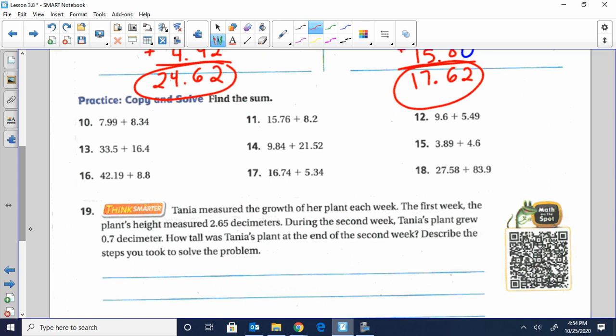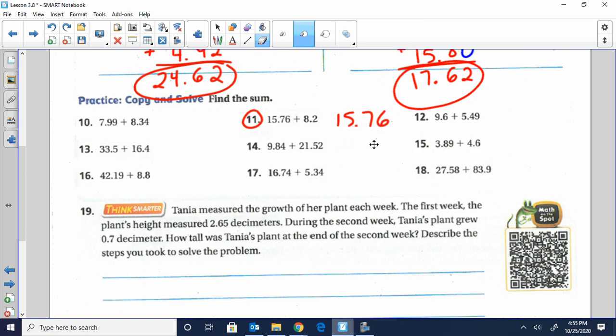We're going to choose question number 11 here to do. 15 and 76 hundredths added to 8 and 2 tenths. Again, decimal point needs to line up. A lot of students, when they make a mistake, are going to put the 8 and 2 tenths here, which is incorrect because the decimal points are not lined up. So we need to make sure that we line our decimal points up. 8 and 2 tenths. Add those together.